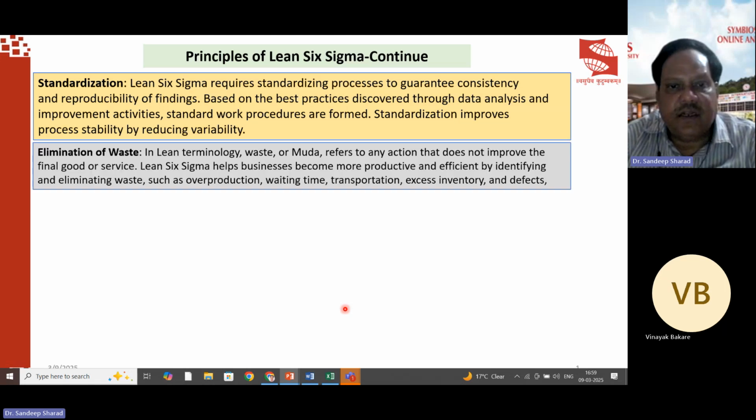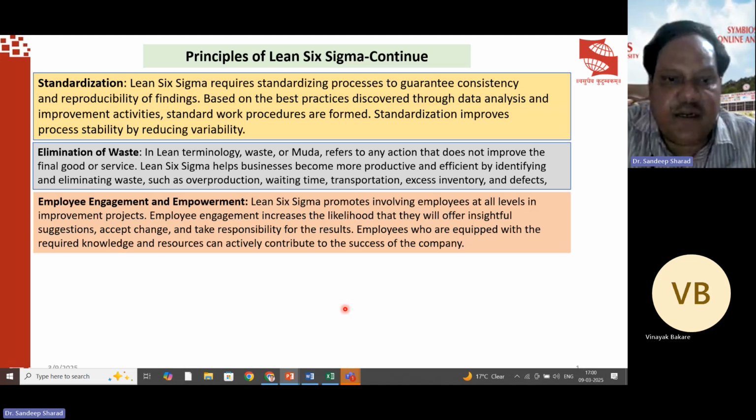Elimination of waste: in Lean terminology, waste, or muda, refers to any action that does not improve the final good or service. Lean Six Sigma helps businesses become more productive and efficient by identifying and eliminating waste, such as overproduction, waiting time, transportation, excess inventory, and defects. Employee engagement and empowerment.